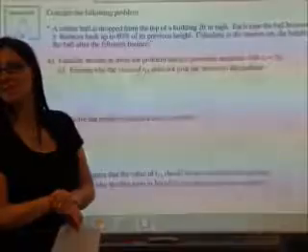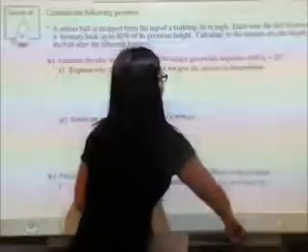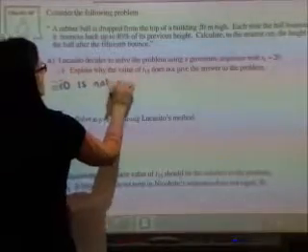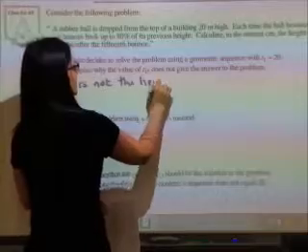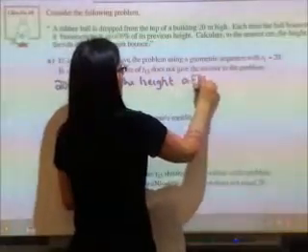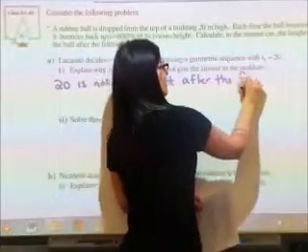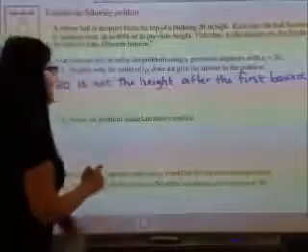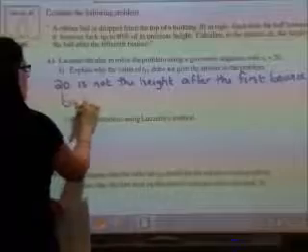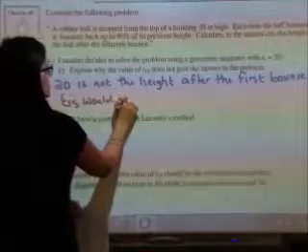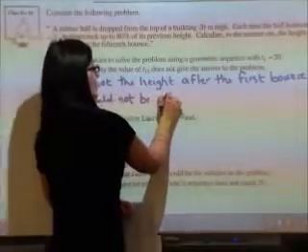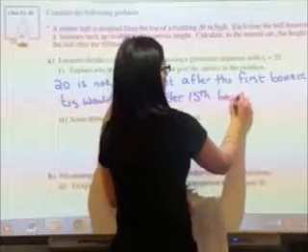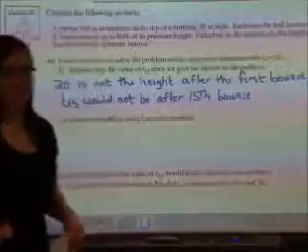Because 20 isn't the first bounce, it's the height of the ball. 20 is not the height after the first bounce. Which means t of 15 would not be after the 15th bounce. It would actually be after the 14th bounce.